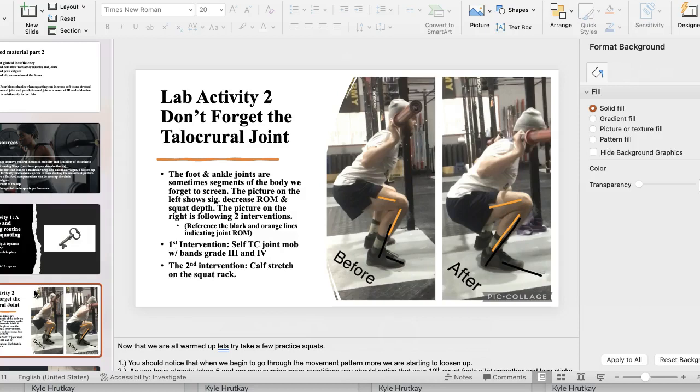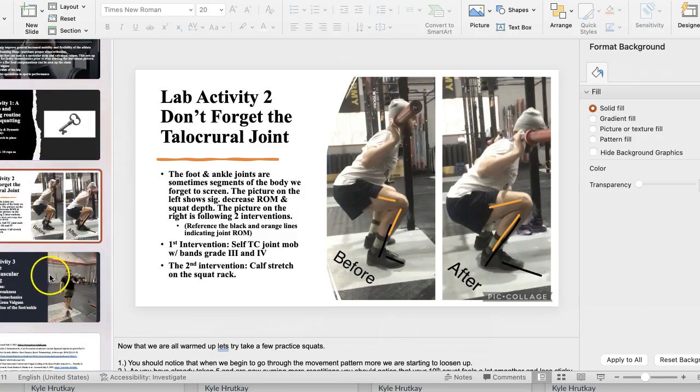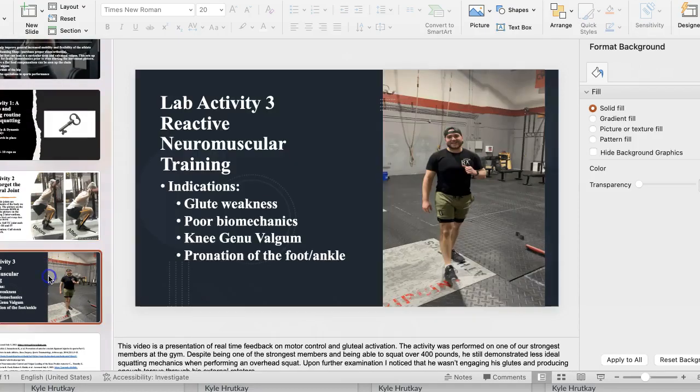And then following that, the second intervention was a calf stretch, and I just performed that on the squat rack as well. So definitely don't forget to address that talocrural joint. It's so important when looking at the overall squatting mechanics of the patient.